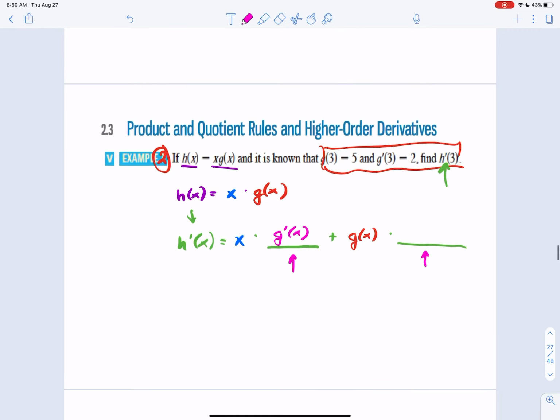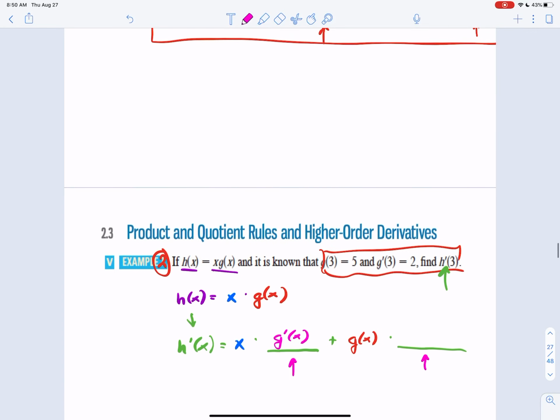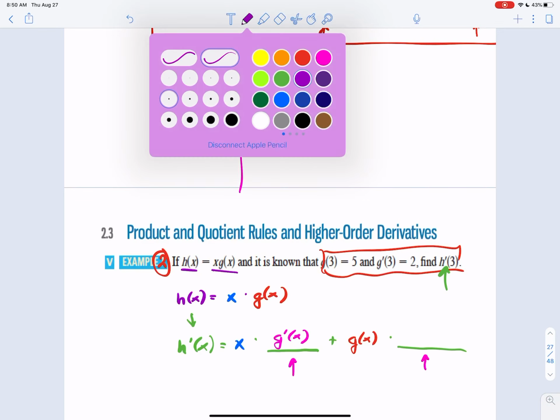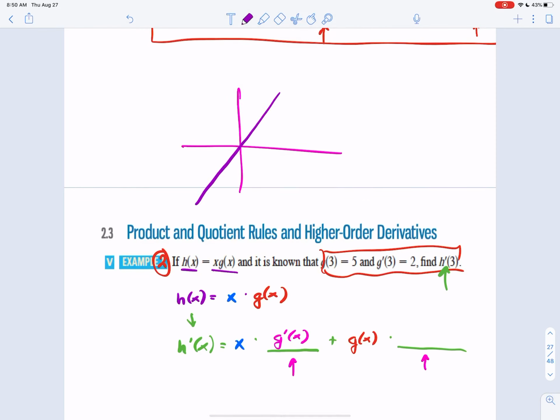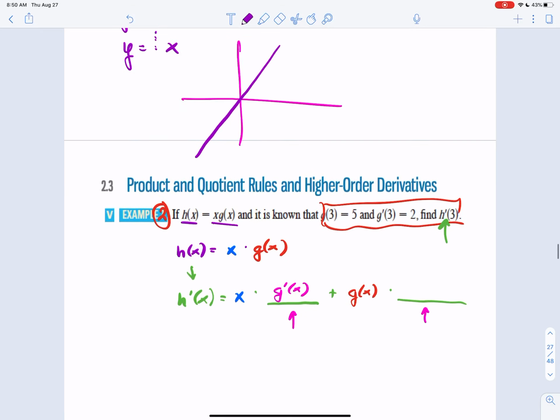Now, people tend to flip out with x. Remember, y equals x is a diagonal line. Can you find the slope of that line? Because that's what derivative means, right? There's an invisible 1 in front of that x. That is your m. Y equals mx plus b. Your m is your slope. So the derivative of x is really just 1.